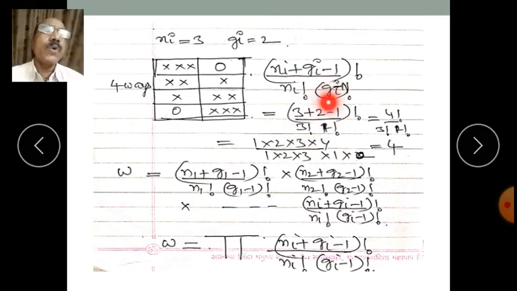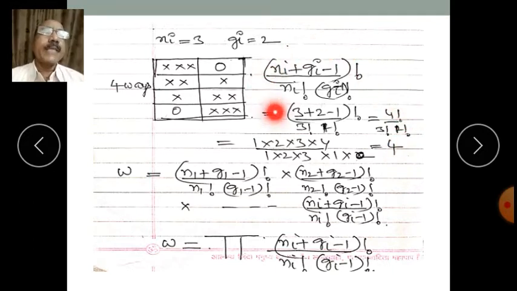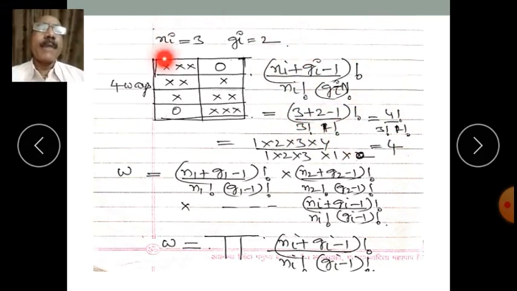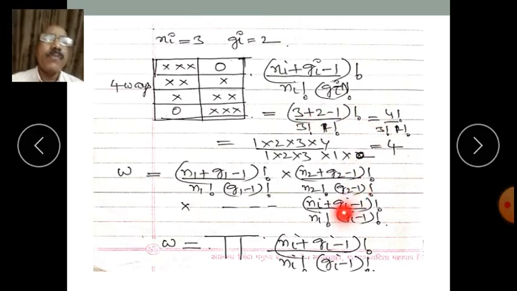Gi minus 1 is equal to 2 minus 1 is equal to 1 factorial. Therefore 4 factorial divided by 3 factorial into 1 factorial, which comes out to be equal to 4. 1 into 2 into 3 into 4 divided by 1 into 2 into 3 into 1 is equal to 4, isn't it? So we can express like this: Ni particles to be distributed in Gi number of cells, and that they can be arranged in this many number of ways, isn't it?